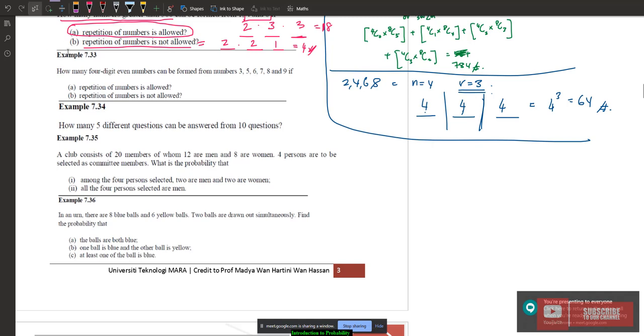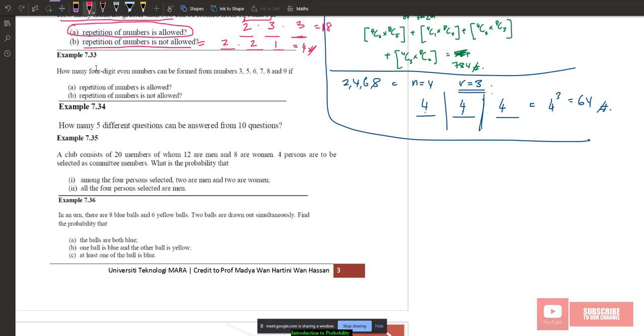Now we look at example number 7.33. How many 4-digit numbers can be formed from 3, 5, 6, 7, 8 and 9 if repetition is not allowed?